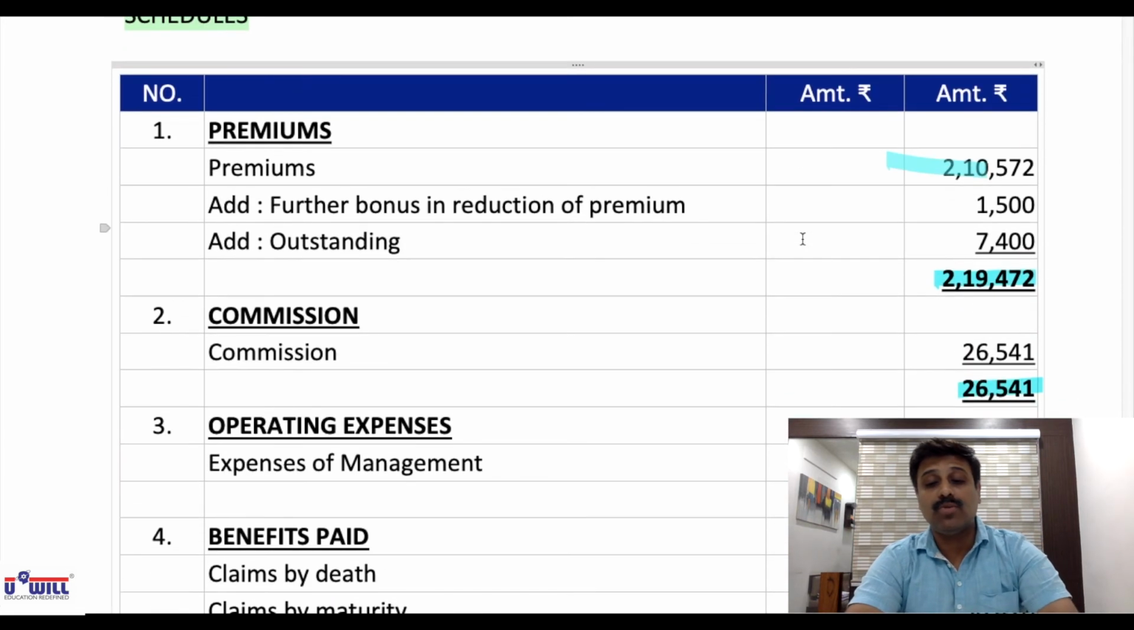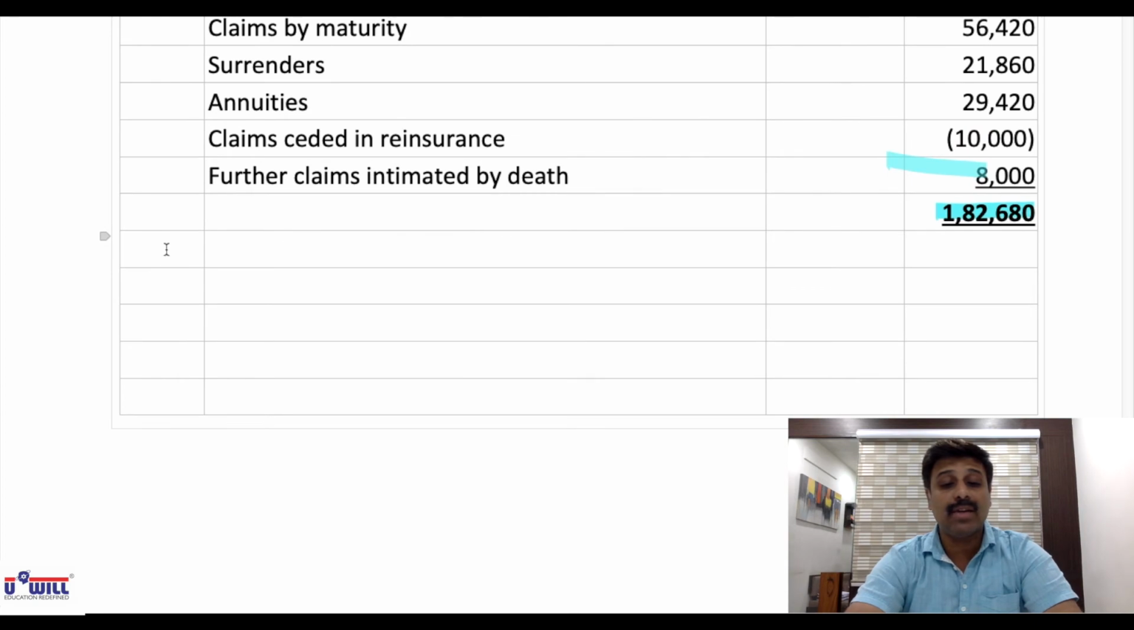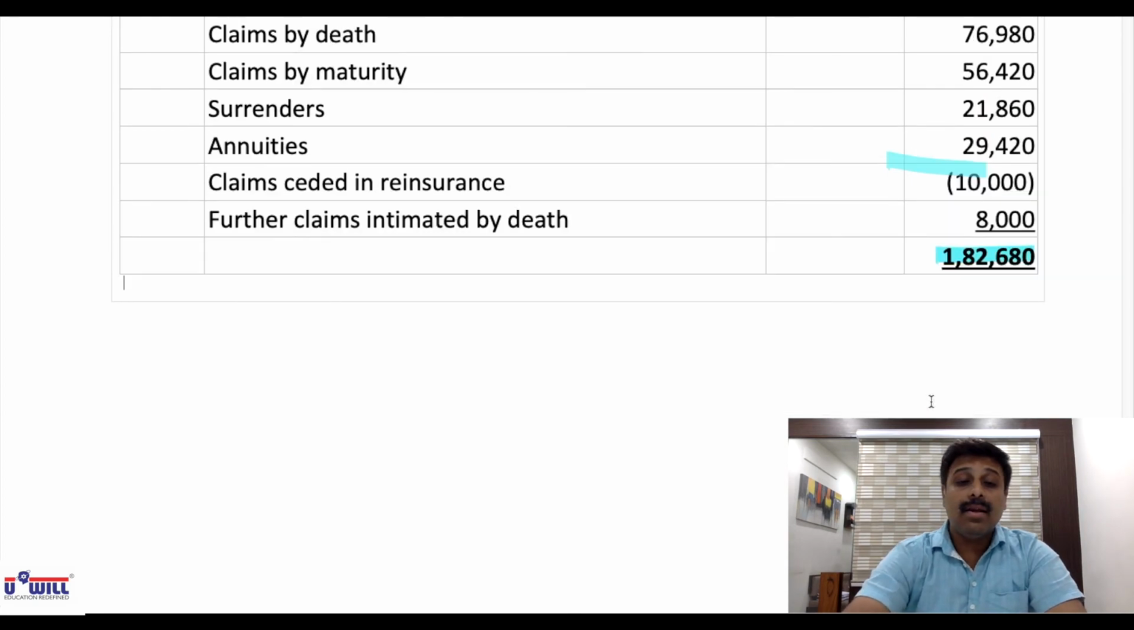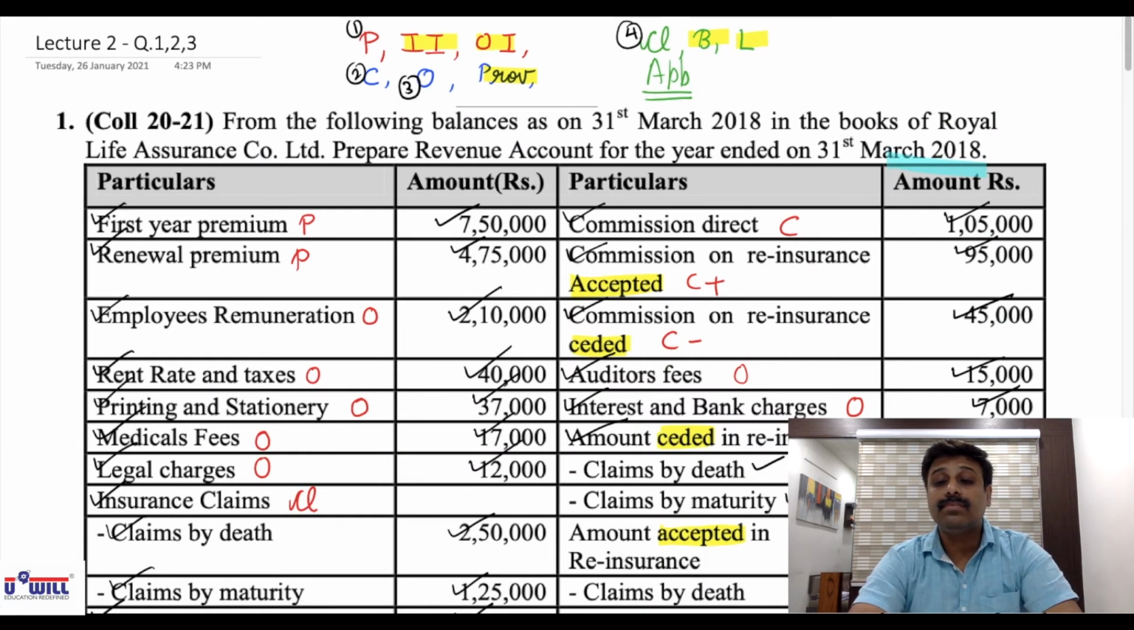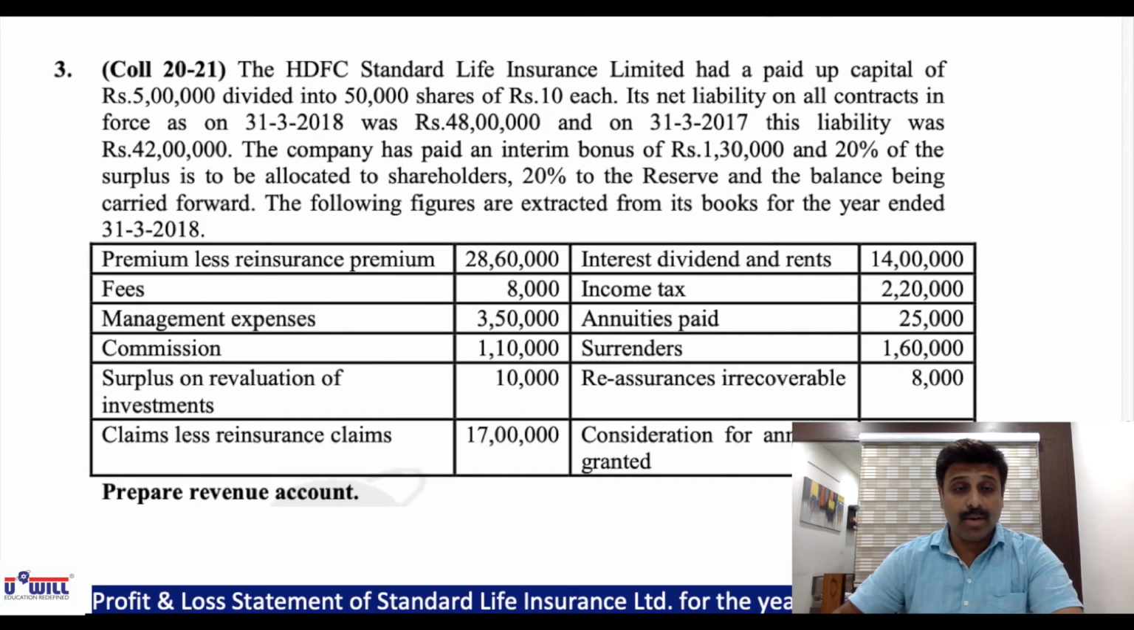So with 2 questions you must be confident now how to solve these kinds of questions. Okay. One more question we'll take up in today's lecture, that is question number 3. So all of you take out question number 3. Now look at question number 3, everyone, be attentive. The HDFC Standard Life Insurance Limited had a paid up capital of rupees 5 lakhs divided into 50,000 shares of rupees 10 each. No effect, it will come in the balance sheet. Share capital will come in the balance sheet.